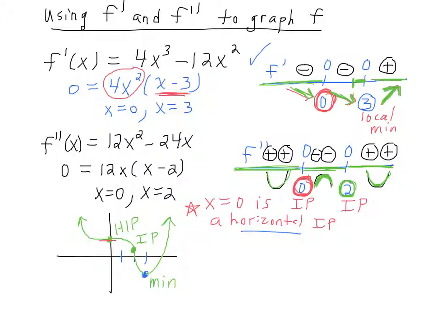So it's important that you mark off your key features, right? Your HIP, your inflection point, your min. As far as when we're grading this goes, we're looking for the x values of those points. Again, we don't know the precise y values. That's why it's just a possible sketch of f. Okay, that's all I have to say on that.